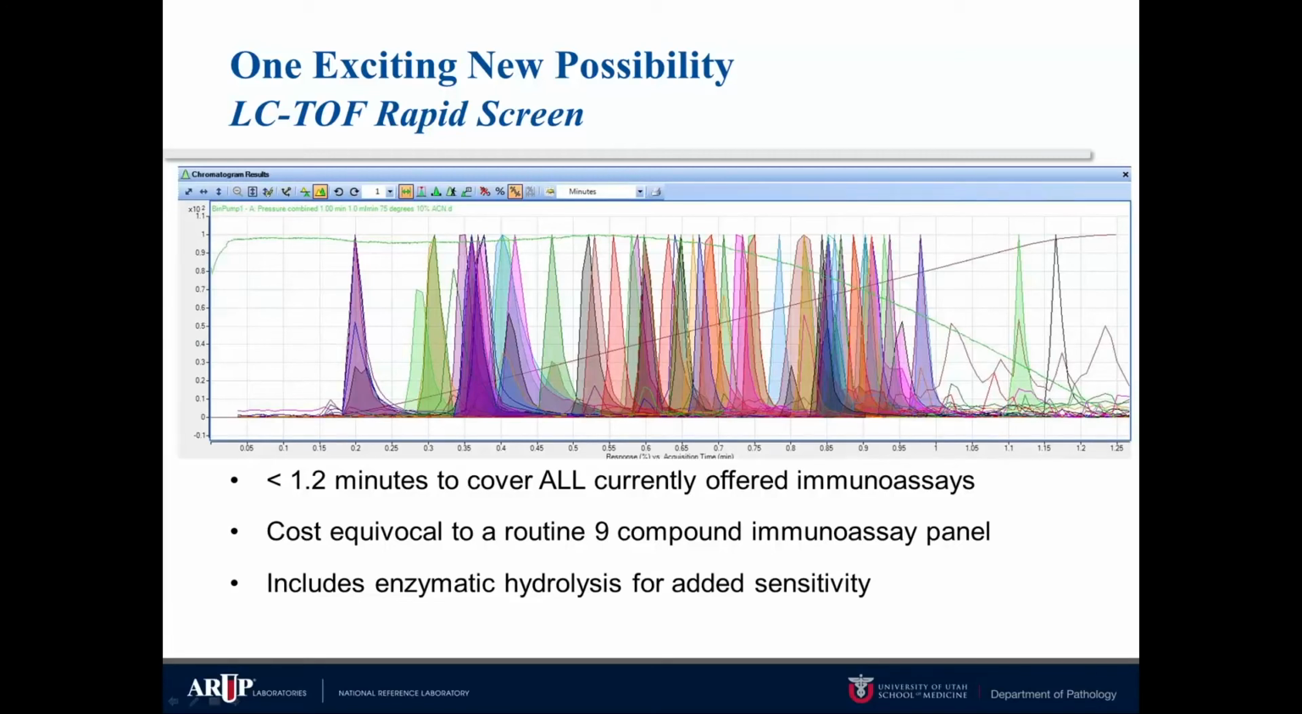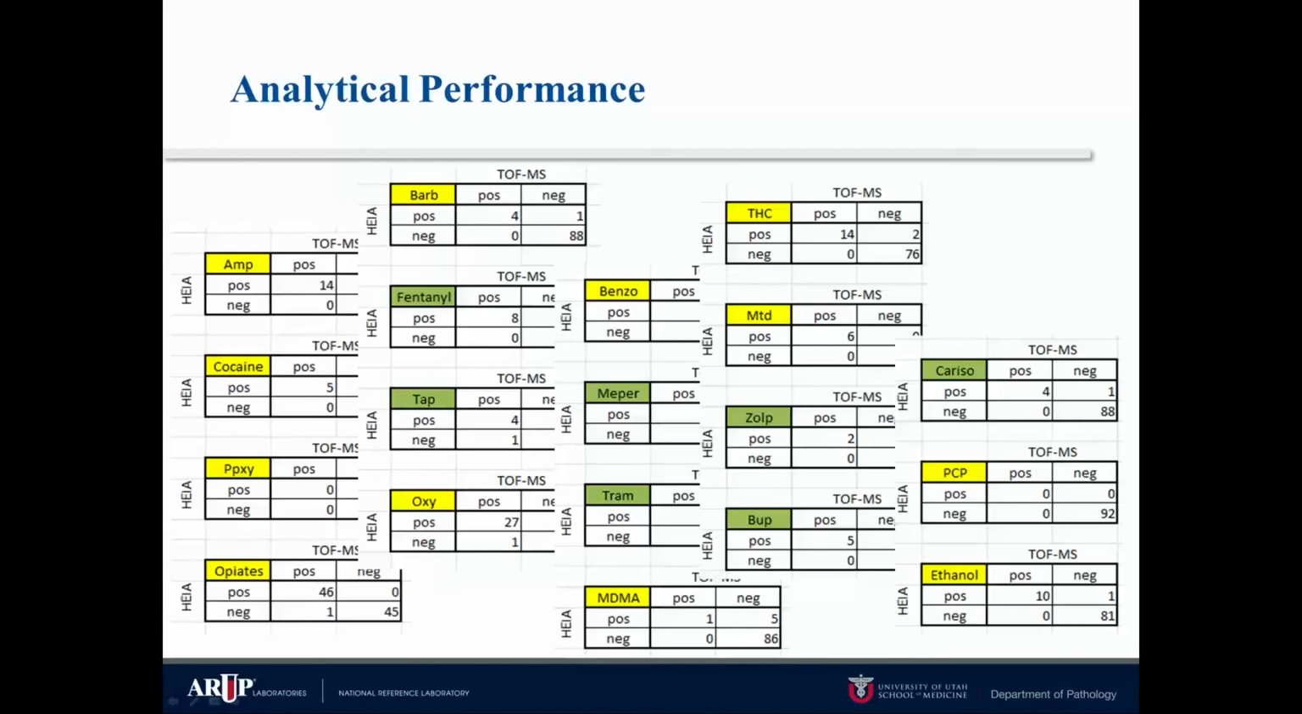And then lastly, I think what's even more exciting is we can do enzymatic hydrolysis, so we can boost sensitivity for compounds like the benzodiazepine class, where many of those are conjugated to glucuronides. And so we can get a really good sensitive, but at the same time, a very specific screen being done by time-of-flight mass spectrometry. Very quick, very cheap, nice way to actually start out.